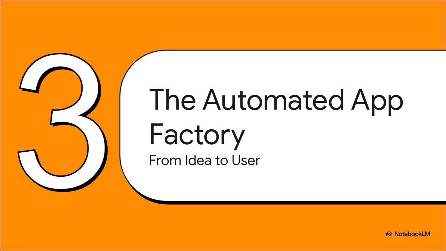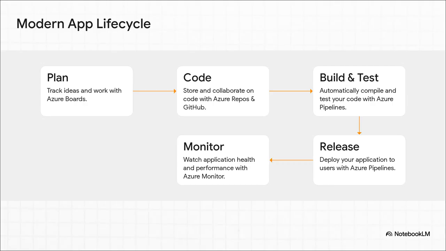So once you have those building blocks, the next big question is, how do you assemble everything? I mean, how do you get an application from just an idea in a developer's head all the way to a user's screen reliably and without any drama? Well, that's where this idea of an automated app factory comes in, and it's powered by a suite of tools we call Azure DevOps. This right here is the modern journey of an application, and what's so cool is that Azure has a tool for every single step.